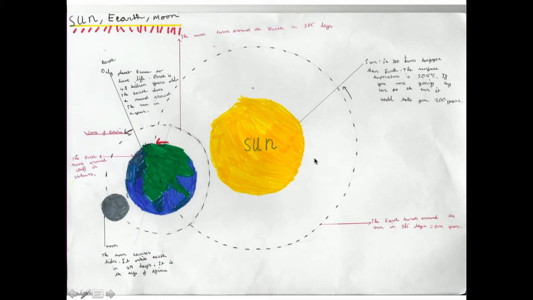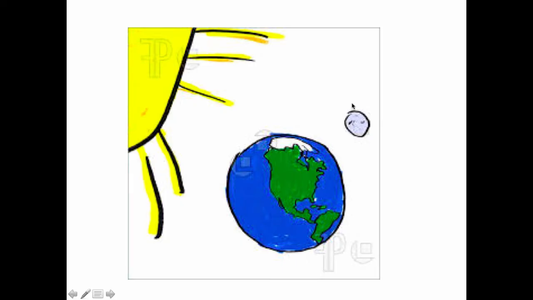So when you draw your diagrams, this is what I'm expecting to see. I want to see labels. I want to see information. I want it to be nice and neat. Okay, so that is how this is a scientific drawing. This is not something you do in art class.